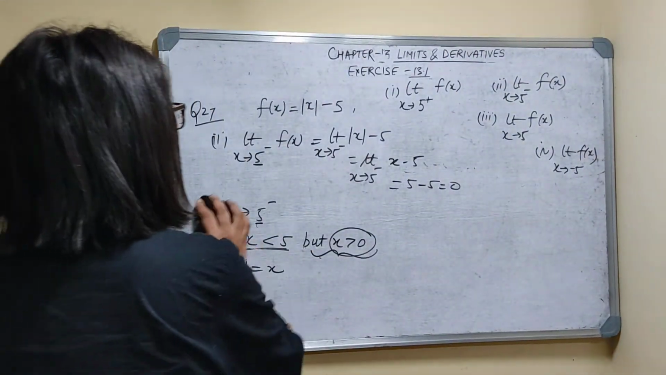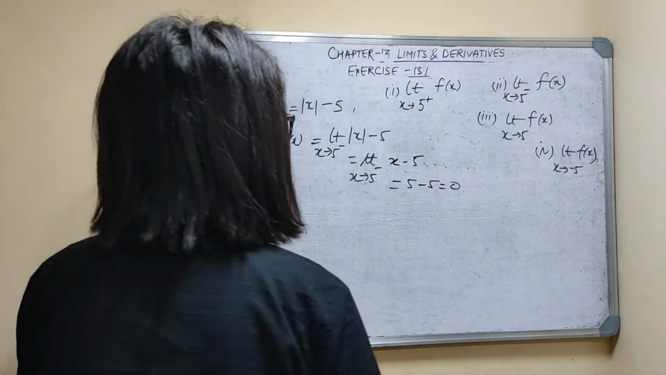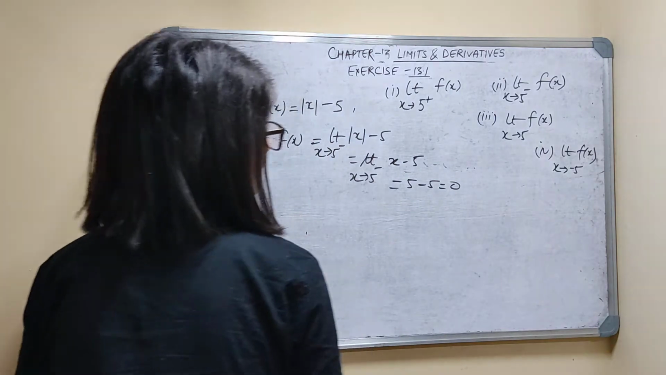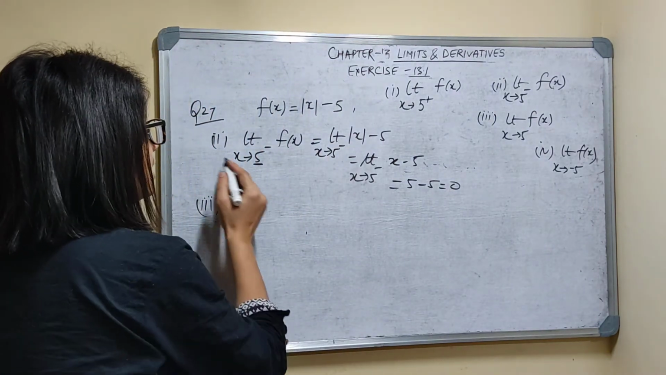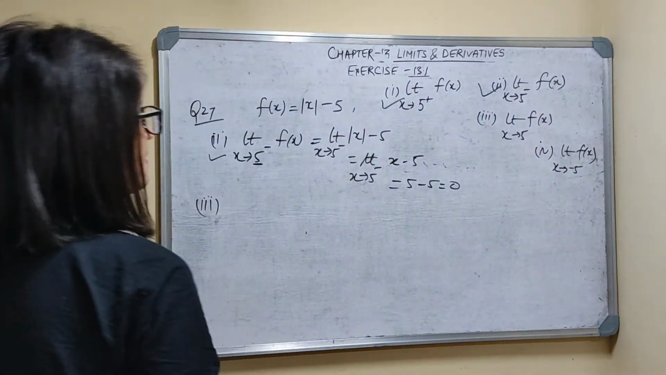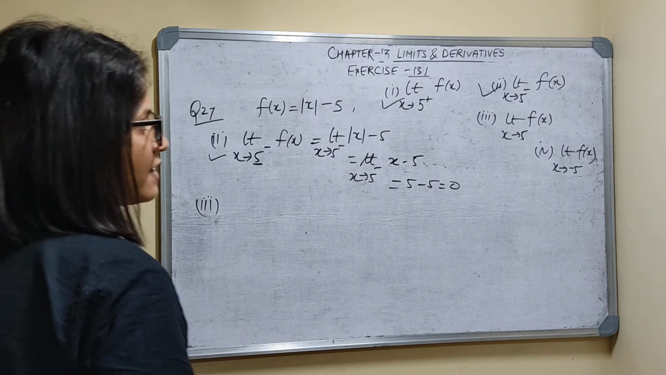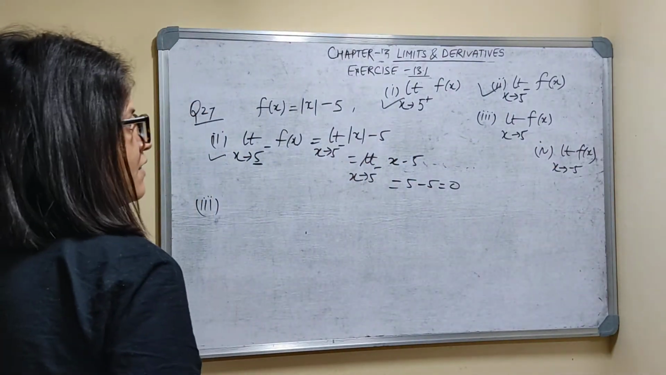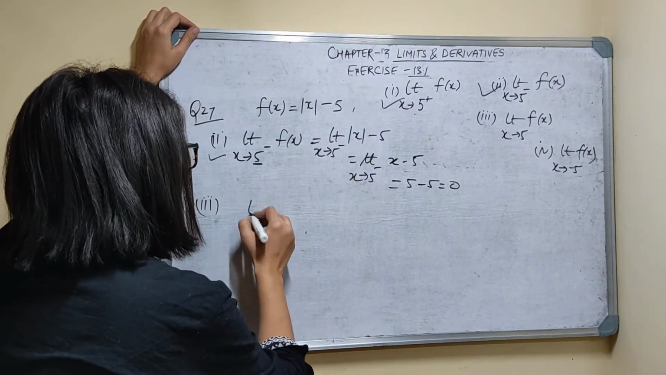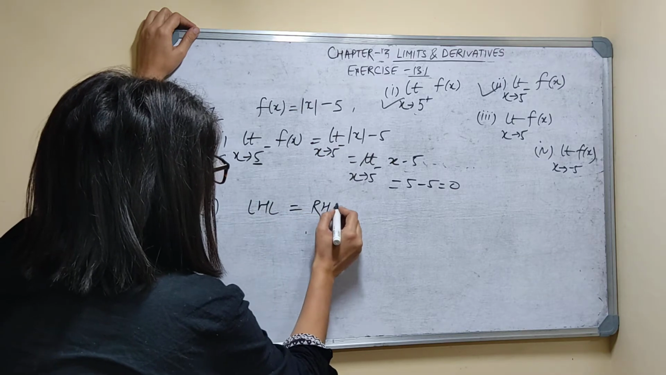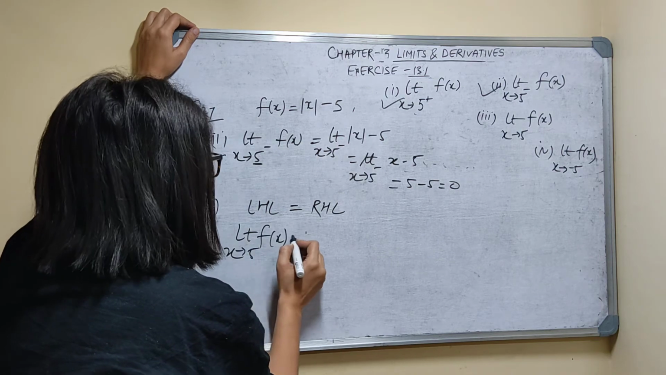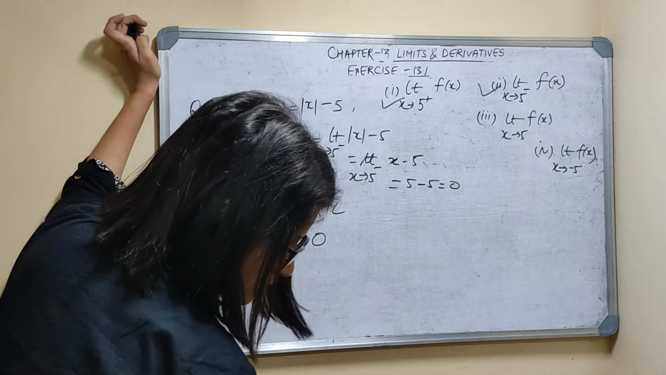Then third, they are asking x tends to 5 f of x. So third part is limit x tends to 5 f of x. You have to find it. And you know the left hand limit and right hand limit. First we did the right hand limit, then we did the left hand limit in second part, limit x tends to 5 plus f(x) and limit x tends to 5 minus f(x). And we know that the left hand limit and right hand limit were equal, both 0. So I can say limit x tends to 5 f(x) exists and it is equal to 0. Is it clear?